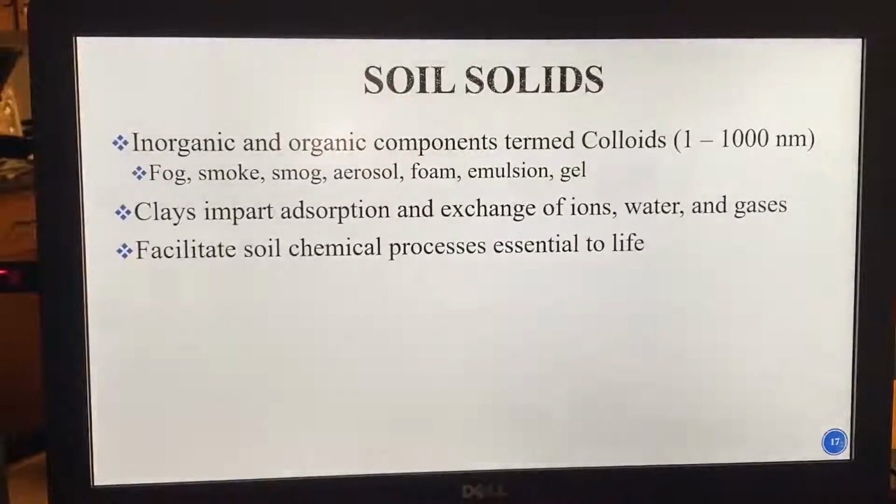Soil colloids are important for the soil chemical processes essential to life because it's the holding on to and the release of our nutrients.